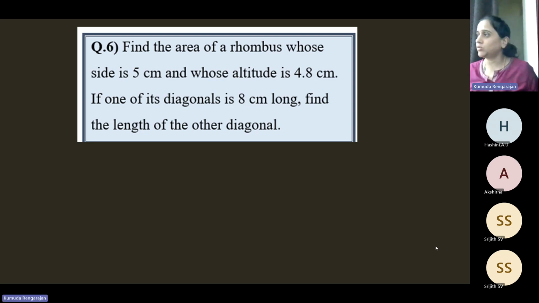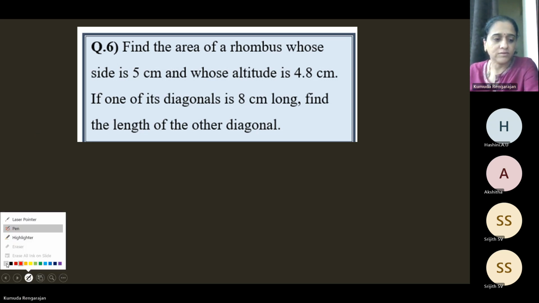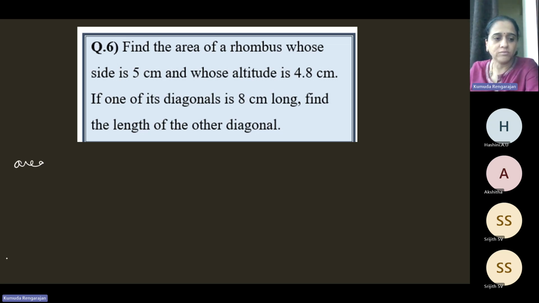So we have two formulae to find the area of a rhombus. One is base into height. The other one is half into D1 into D2. So how will you find the area of the rhombus? Area of rhombus is equal to base into height.